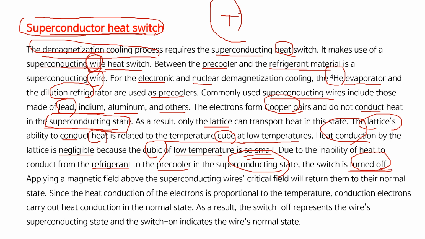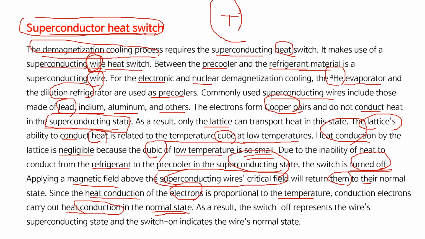Now, applying a magnetic field above the superconducting wire's critical field will return it to its normal state. Since the heat conduction of the electrons is proportional to the temperature, conduction electrons carry out heat conduction in the normal state. So in the normal state, the superconductor material becomes normal, and heat conduction is possible.